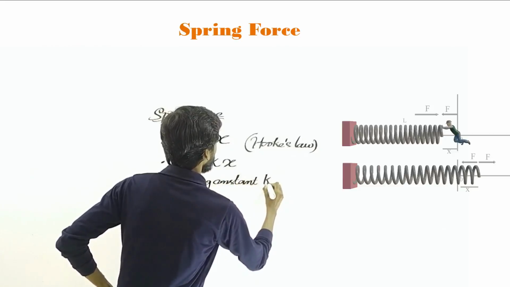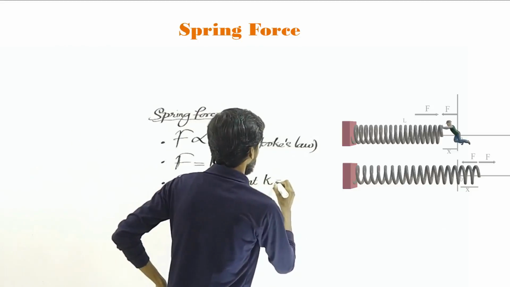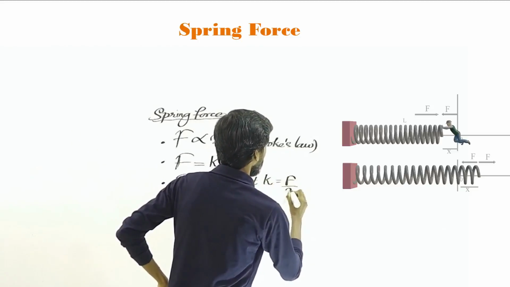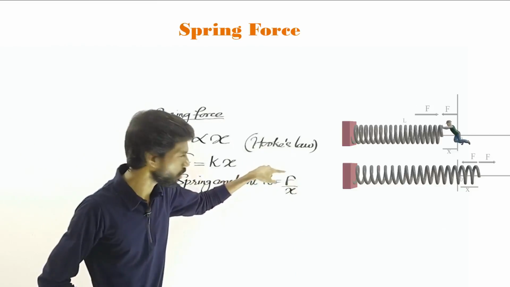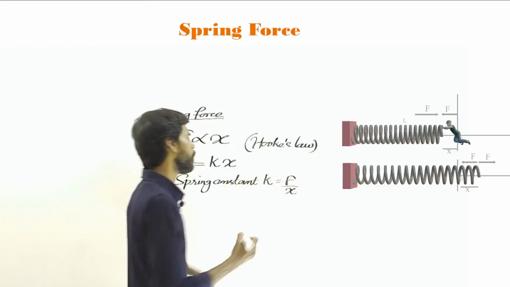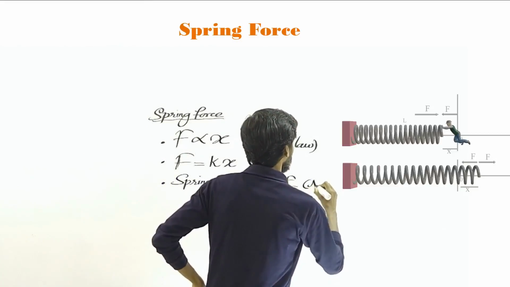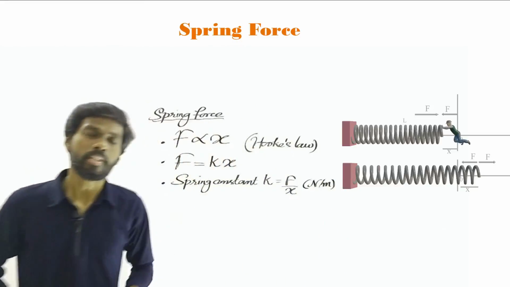The spring constant K can be written as force divided by x, from the same formula. So F divided by x. What is the unit of this K? We know that it is force divided by length. So that is Newton, this is meter. Newton per meter. So that is the unit of this K.